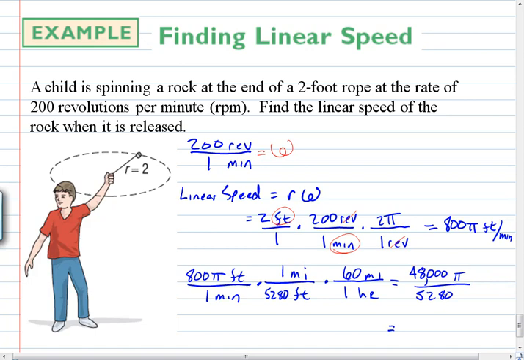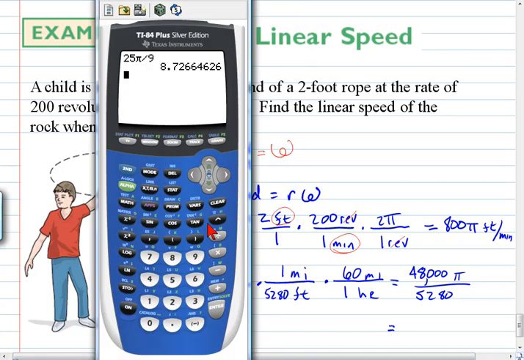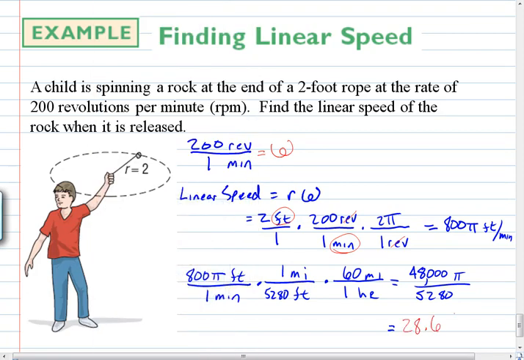So somebody do this on the calculator for me. 48,000 pi divided by 5,280. 28.6, we'll say. And the units here, feet canceled with feet, leaving behind miles. Oh, this MI should be MIN for minute. Minutes canceled with minutes, leaving behind hours. So we have miles per hour.